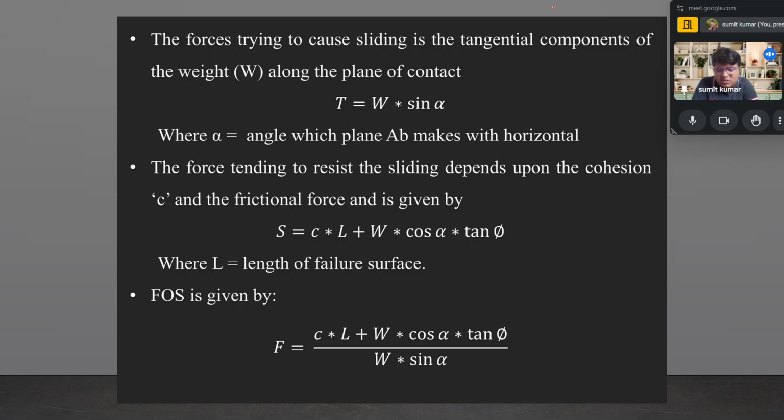It is given by S equal to C into L plus W cos alpha tan phi, where L is the length of the failure surface. So the factor of safety is given as C into L plus W cos alpha into tan phi, upon W sin alpha, which is the tangential component of the weight along the plane of contact, which we use for the wedge failure method.